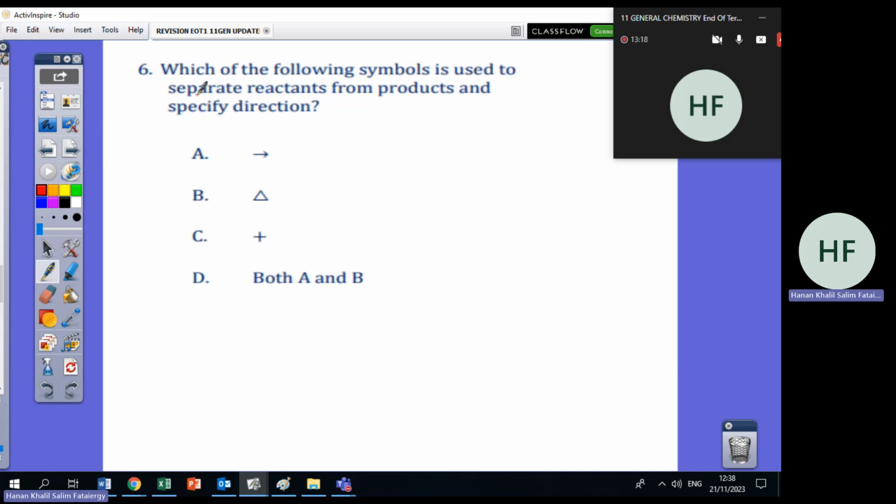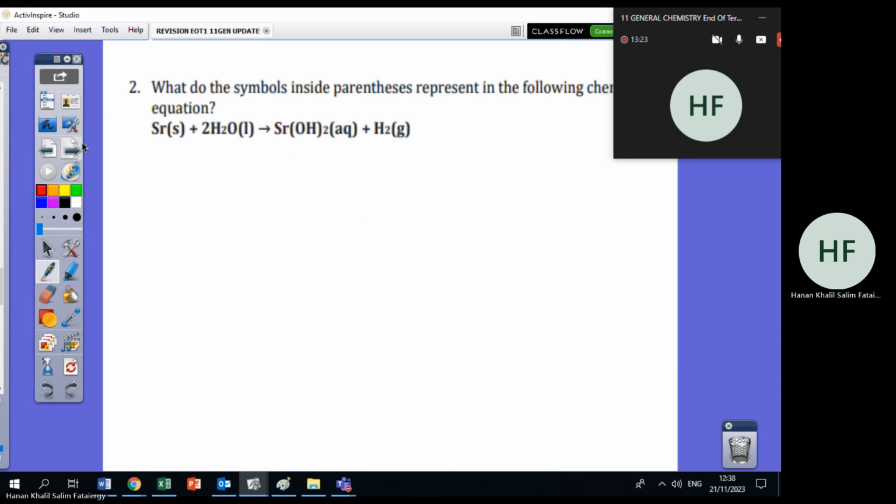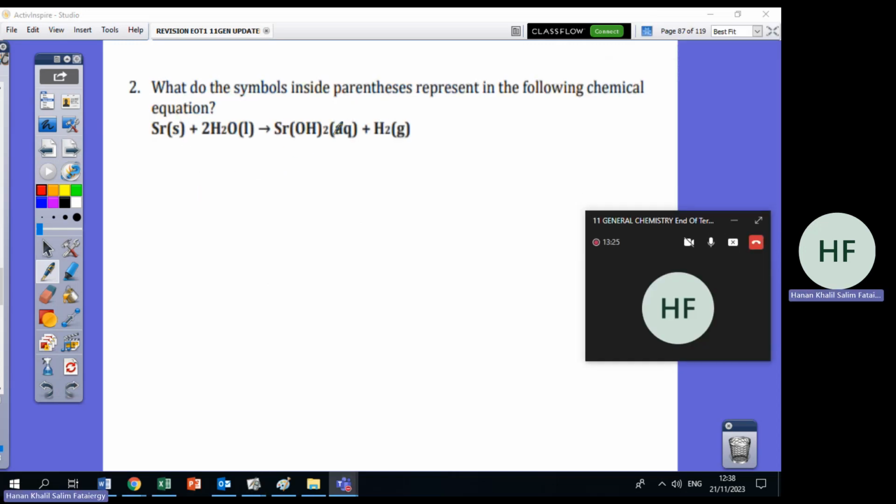Which of the following is used to separate reactants from products? Okay, what do the symbols inside parentheses represent in the following chemical equation? What is this? What is this? What is this? And what is this?